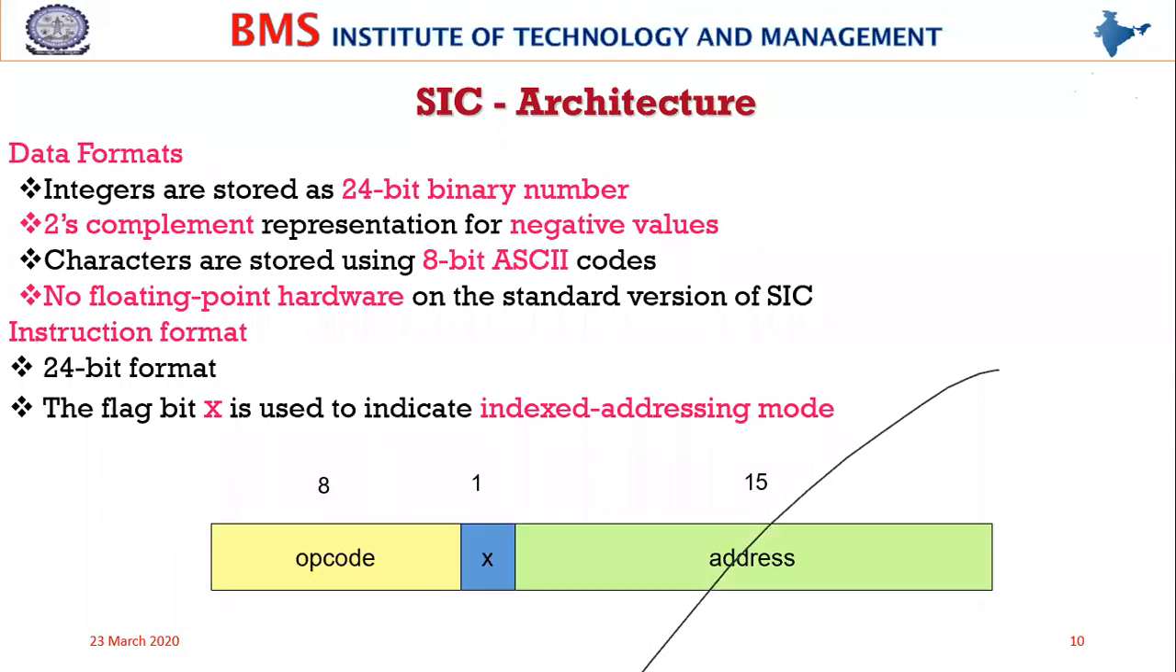If the X bit is 1, it indicates yes, index addressing is used. If the X bit is 0, index addressing is not used. 8 bits are used for the opcode, the higher order 8 bits. The lower order 15 bits are used to specify the address. With 2 to the power of 15, we can address 32 KB of memory, and each address is byte addressable. So 15 bits is enough for addressing all the 32 KB of addresses.